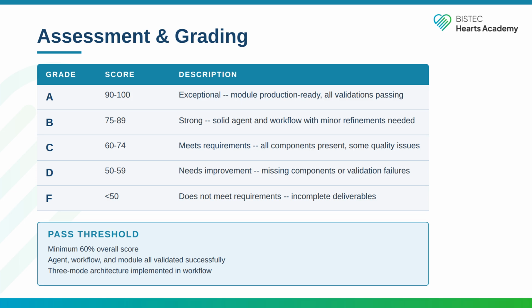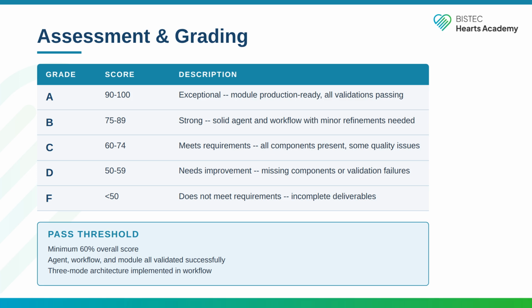A B, 75 to 89, means strong execution with minor refinements needed. Your agent and workflow work well, validations pass, but there might be gaps in the knowledge base or the documentation could be more thorough. A C, 60 to 74, means all components are present and functional, but there are quality issues. Perhaps the persona is generic, the workflow steps are poorly sized, or the module documentation is thin. D, F indicate missing components or validation failures. If your agent doesn't pass Bond's validation, if your workflow is missing a mode, or if your module package is incomplete, you're in this range.